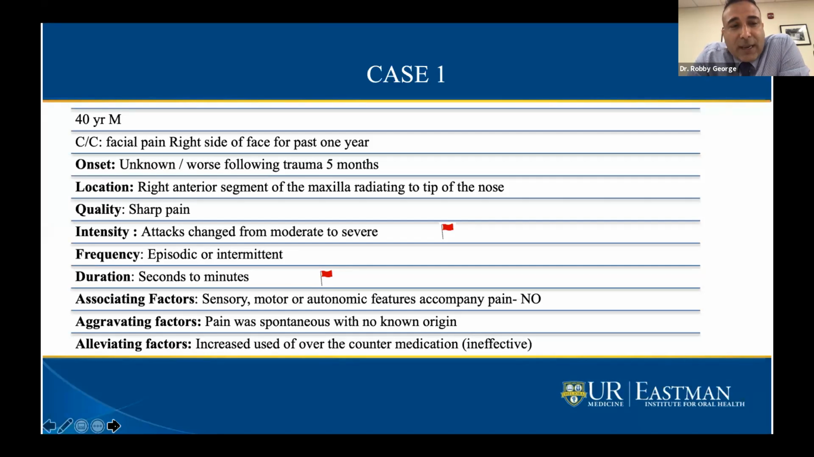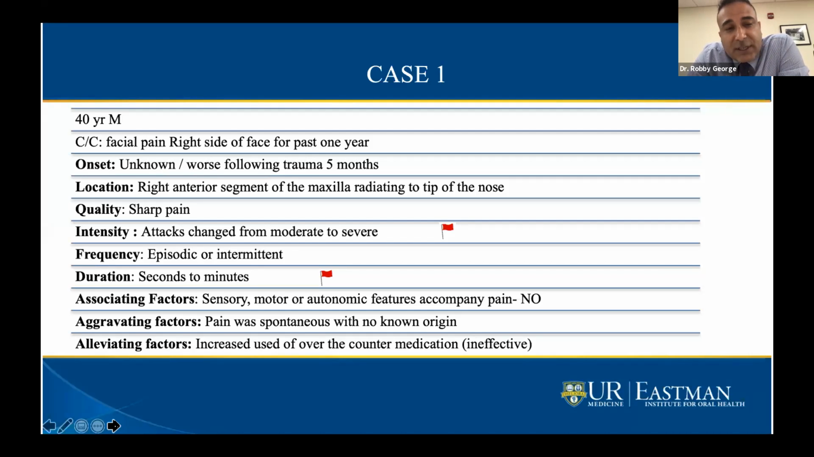Another question you want to ask is whether the frequency is periodic, like episodic or intermittent. Why do we ask that? Some patients will say, oh doc, the pain is always there. It doesn't even go away, the only time it goes away is when I do something. So that's another thing you can diagnose from. And duration is another thing that you look for. In some cases, the patient says the pain lasts for seconds, or maybe for minutes.